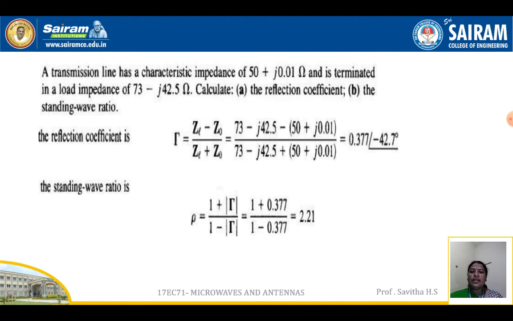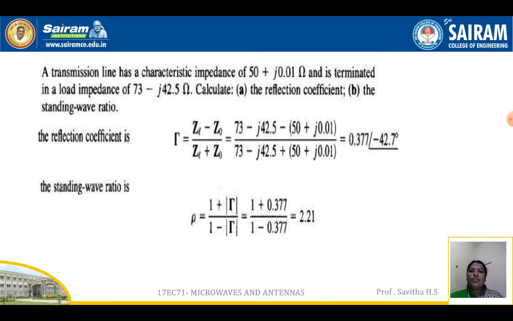So we'll come to the next problem. A transmission line has a characteristic impedance 50 plus j 0.01 ohms and is terminated in a load impedance of 73 plus j 42.5 ohms. Calculate reflection coefficient and standing wave ratio. Already I told that reflection coefficient is equal to ZL minus Z0 divided by ZL plus Z0.